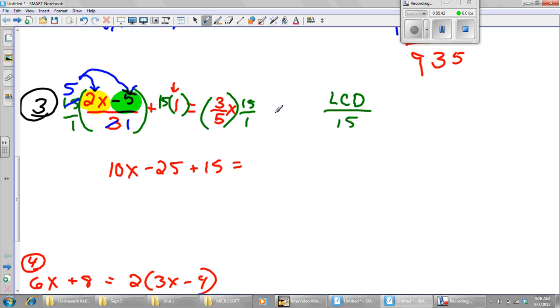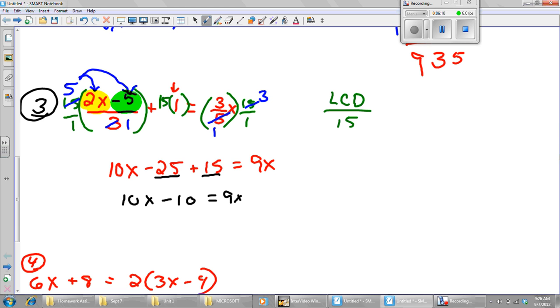And then over here, 5 will divide and simplify 15 fifths. I'll have 3 times 3 is 9. And don't forget my x, right, Sydney? Don't want to ever forget the x. I can go ahead and combine these like terms right here. Make it a little simpler. Get 10x minus 10 equals 9x.